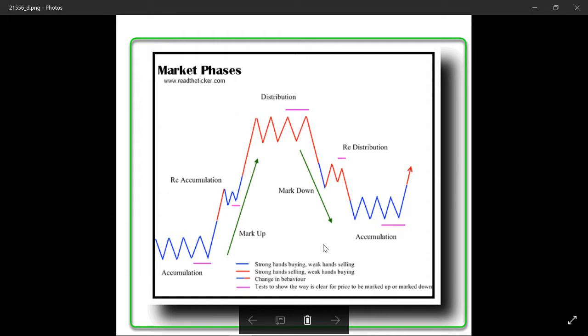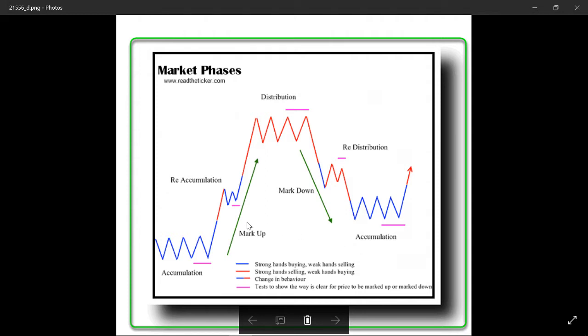What you need to understand here is the phases of accumulation, distribution, reaccumulation, redistribution, markup, and markdown, and how to anticipate the markup, how to anticipate the markdown, because this is when you make money. All right. So how do you make money?